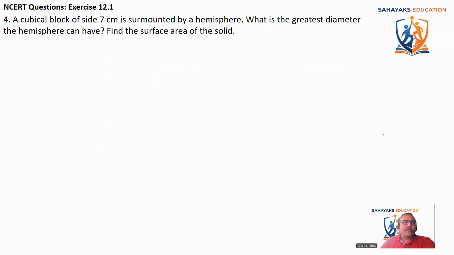Okay, coming to the next question. It says a cubical block of side 7 centimeter is surmounted by a hemisphere. A cubical block. I'll just make a cubical block. It's a cube. This is a cubical block. Okay, not exactly a cube, but yeah. This is something behind. And it is surmounted by a hemisphere. So there is a hemisphere.